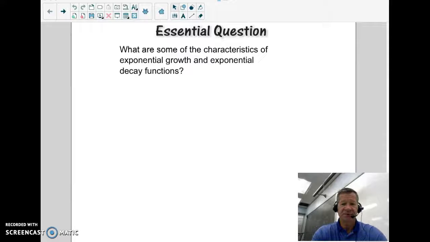This is section 6.2, example 1. What we're going to learn in section 6.2 are characteristics of exponential growth and decay functions.